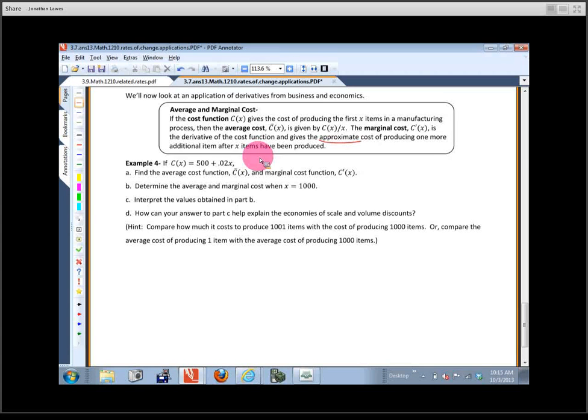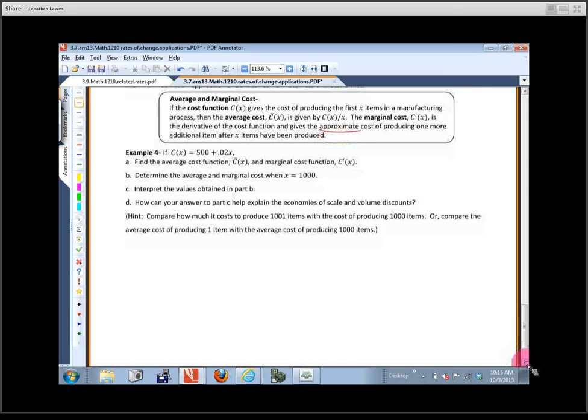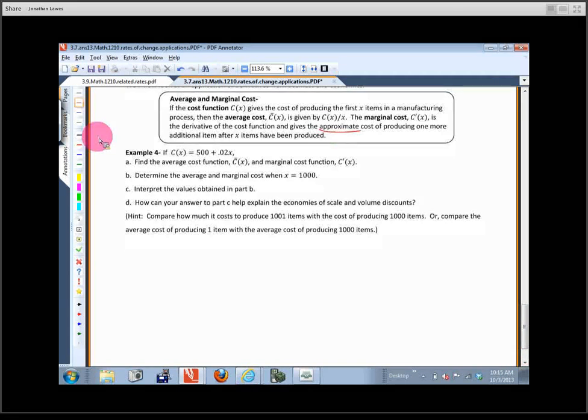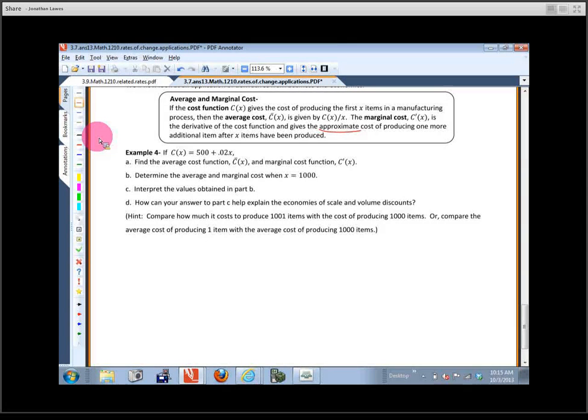Okay? Make sense? Okay. So let's look at an example and let's see if we can figure out how this explains volume discounts, something called the economies of scale and stuff like that. So here's our function right here, and they purposefully made these very easy, okay? These are ridiculously oversimplified cost functions, okay? This is a linear function for crying out loud, okay? So the cost function is 500 plus 0.02x. It says find the average cost function, C bar, and find the marginal cost, C prime.